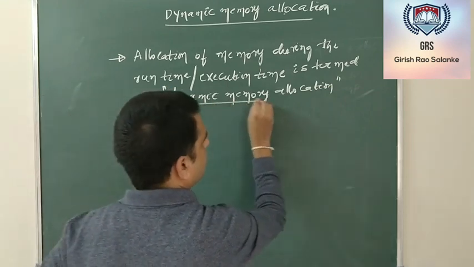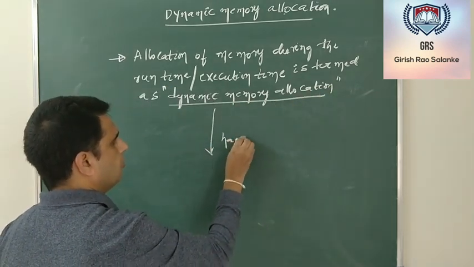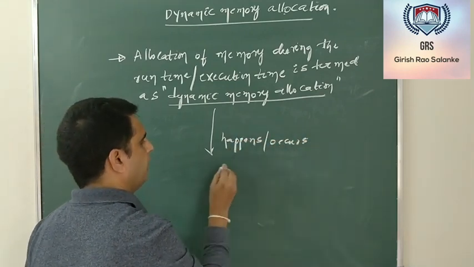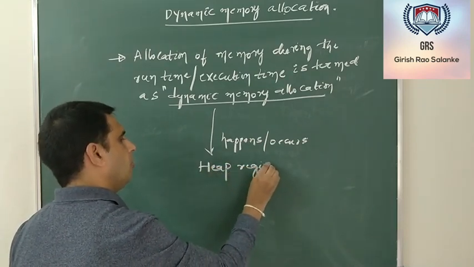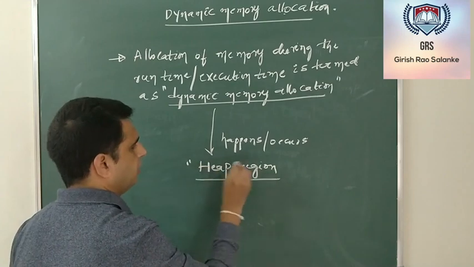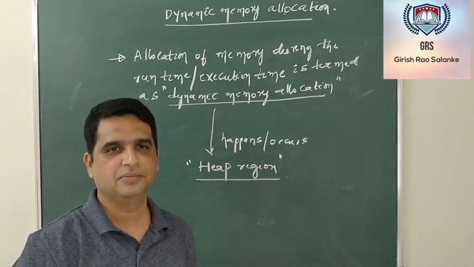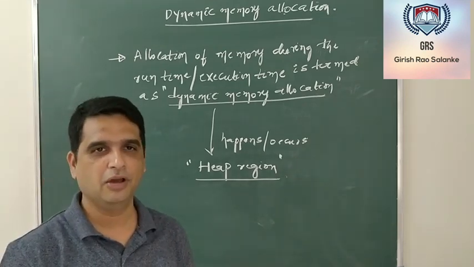And note that this dynamic memory allocation occurs at the heap region. All dynamic memory allocation will be done from the heap region. Hope this is clear. This is about what we mean by dynamic memory allocation.